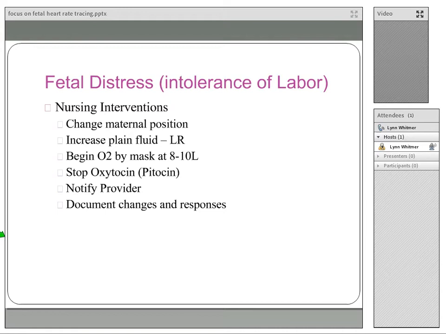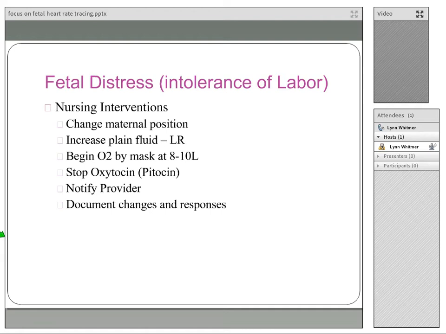Change her position and increasing fluid, stopping Pitocin and giving oxygen are all happening at the same time because remember you're not going to be in the room alone. When we see changes in fetal heart monitoring that we're concerned about, multiple nurses come to the rescue, so you're not alone. So those things are all happening pretty much at the same time. But changing your position is the initial step.